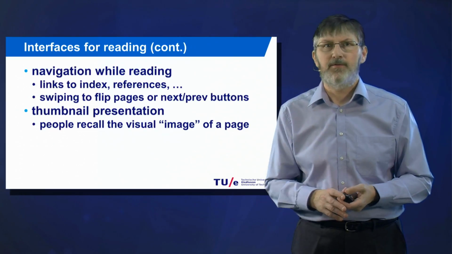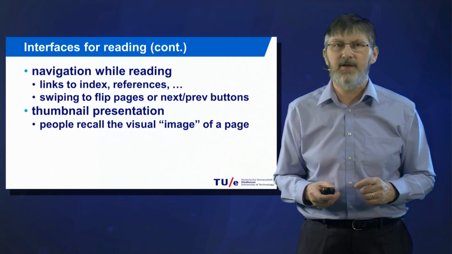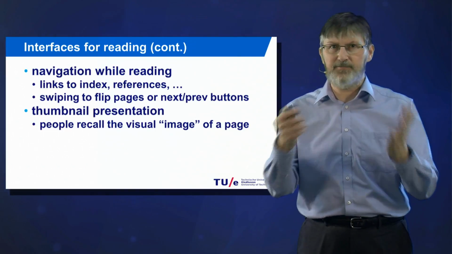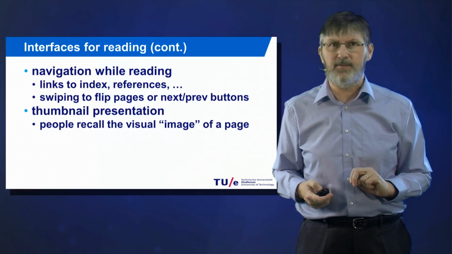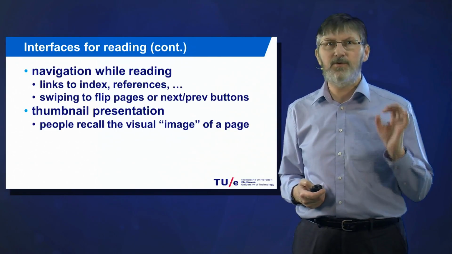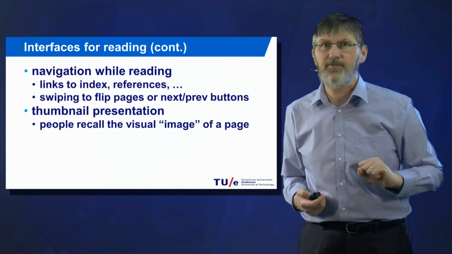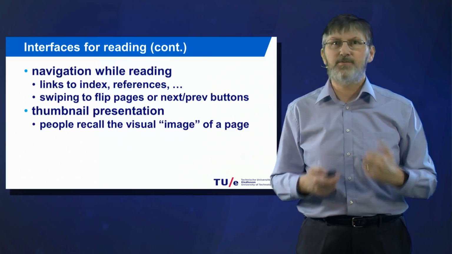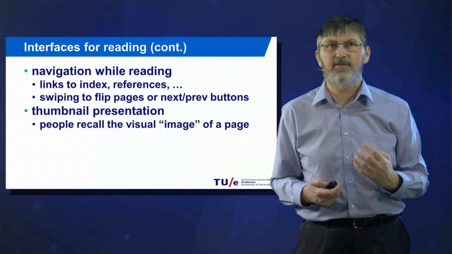We need to have thumbnail presentations so that people can recall the visual image of a page. If you're presenting, for instance, a PowerPoint presentation and you have 50 slides, if you go to the overview page that shows thumbnails of all of them, you can very easily find a specific slide because you know what it looks like, even though you may not be able to read it from the thumbnail. This also works in e-readers. Especially pages with illustrations have a very specific look, and you can recognize that very easily.